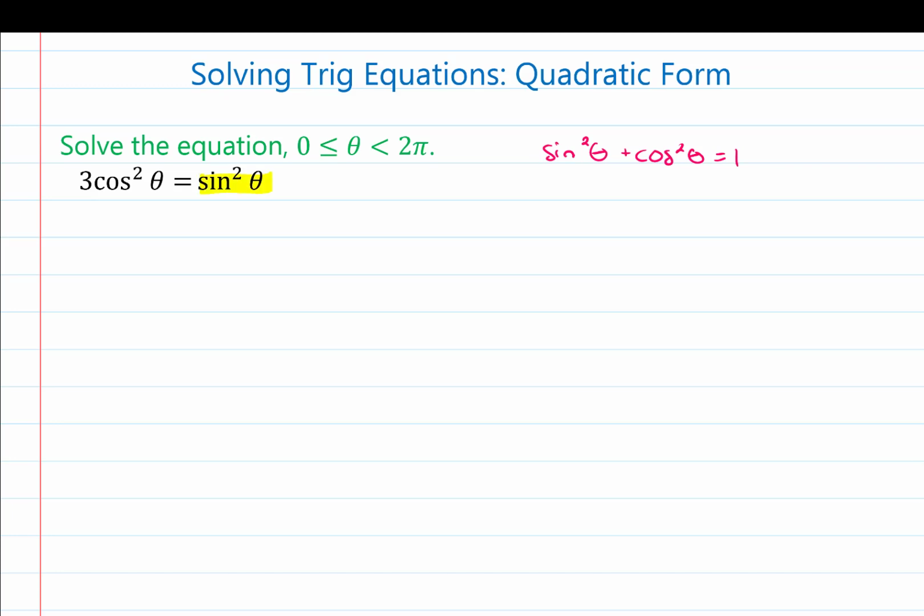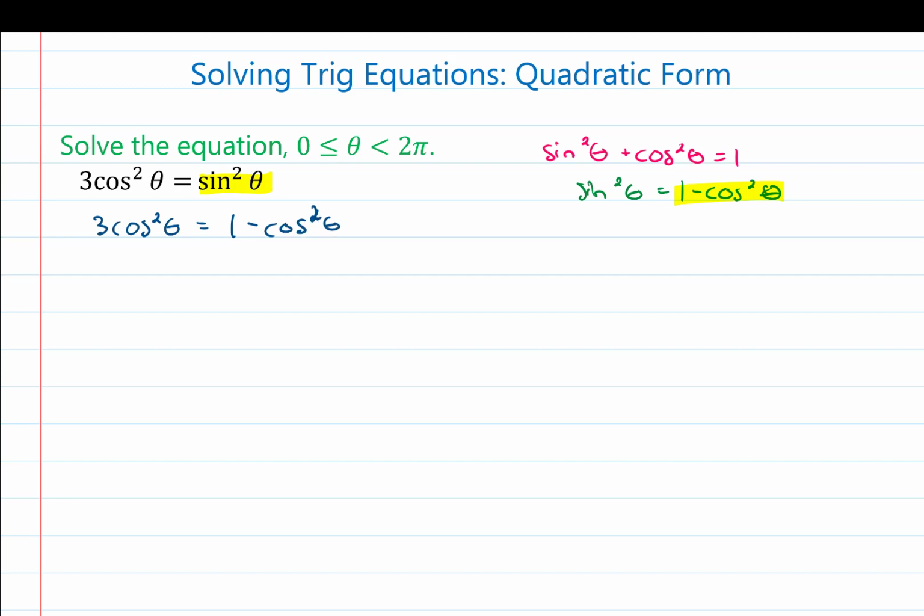To do this, I'm going to solve this Pythagorean identity for sine squared theta, which means sine squared theta is equal to 1 minus cosine squared theta. So I'm going to replace sine squared theta with 1 minus cosine squared theta. This gives me an equation of 3 times cosine squared theta is equal to 1 minus cosine squared theta.